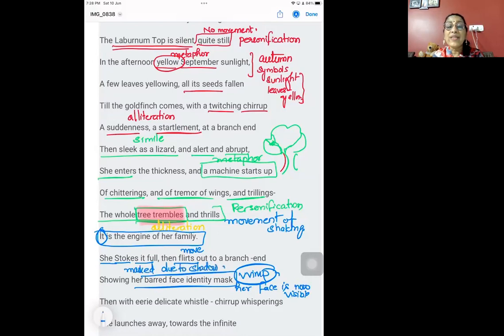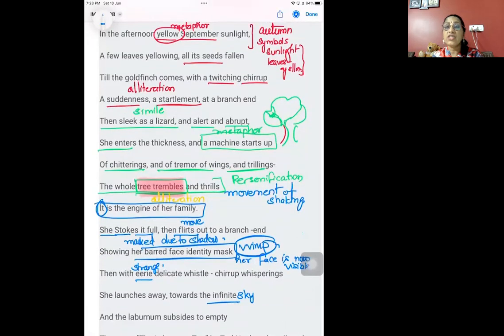Then eerie means very strange. Eerie का मतलब होता है बहुत ही अजीब सी आवाज निकालते हुए. With eerie delicate whistle, chirrup whispering, she launches away towards the infinite. और उसके बाद what happens, she moves, she launches away मतलब she flies away. She flies away towards the infinity. Infinite मतलब towards the sky, और वो उड़ जाती है.